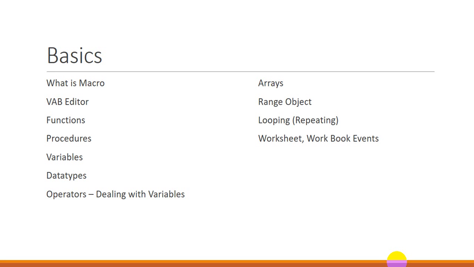And then we try to understand variables. Variables are very common in all programming languages. And then data types, and then the operators, how to deal with variables, arrays, then range objects, then looping, and worksheet and workbook events. After learning all these things, we will actually work on a worksheet to see how the events are created so that the macro is done and working for you.